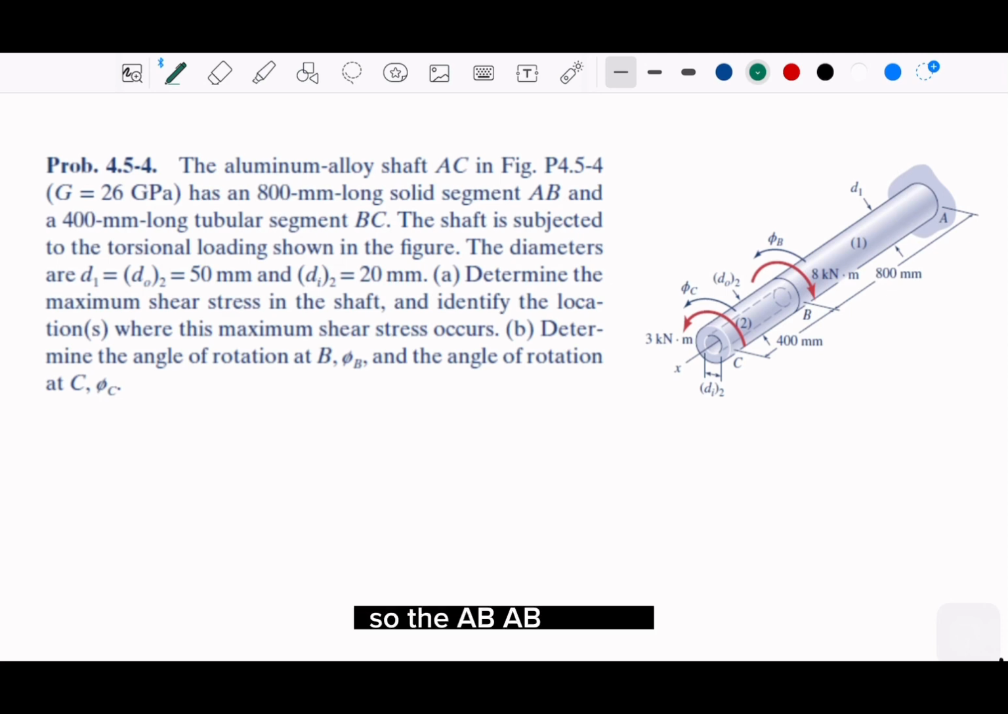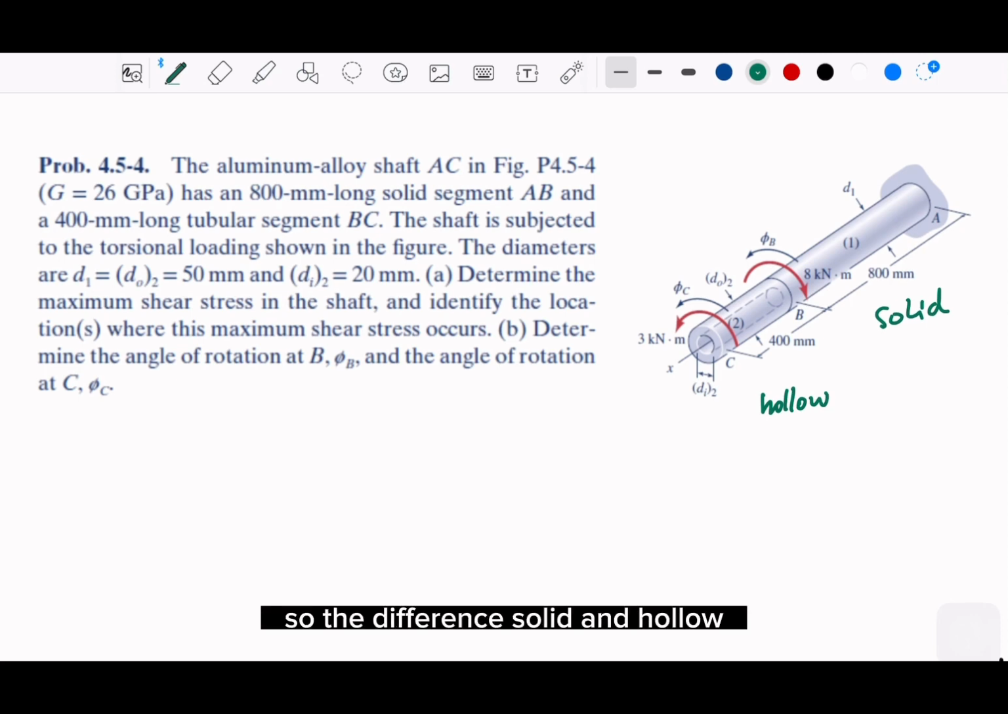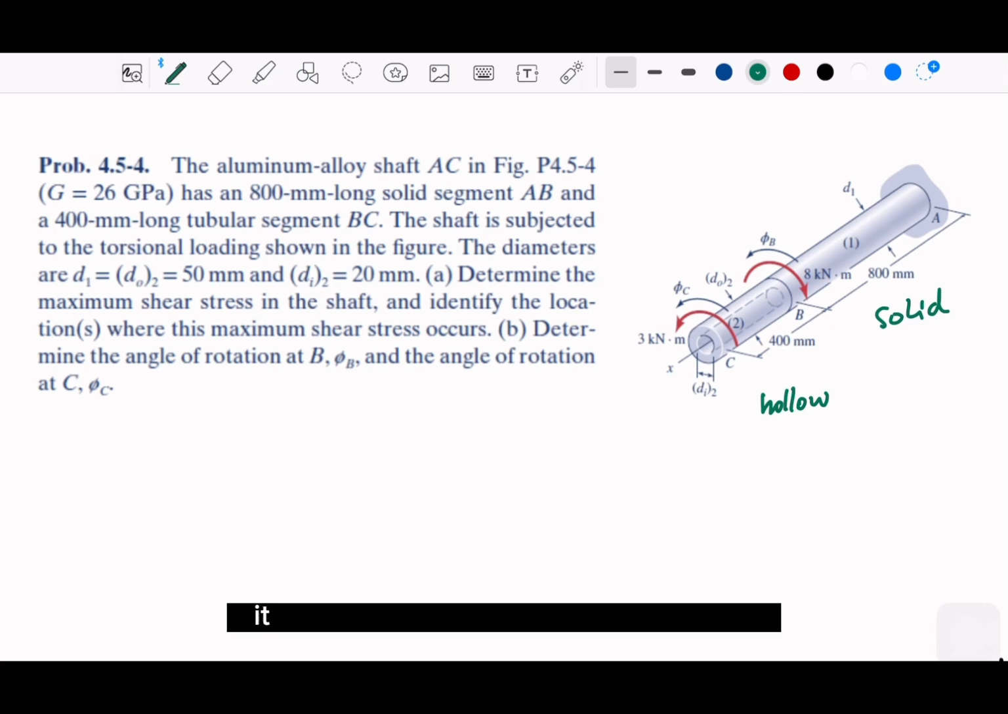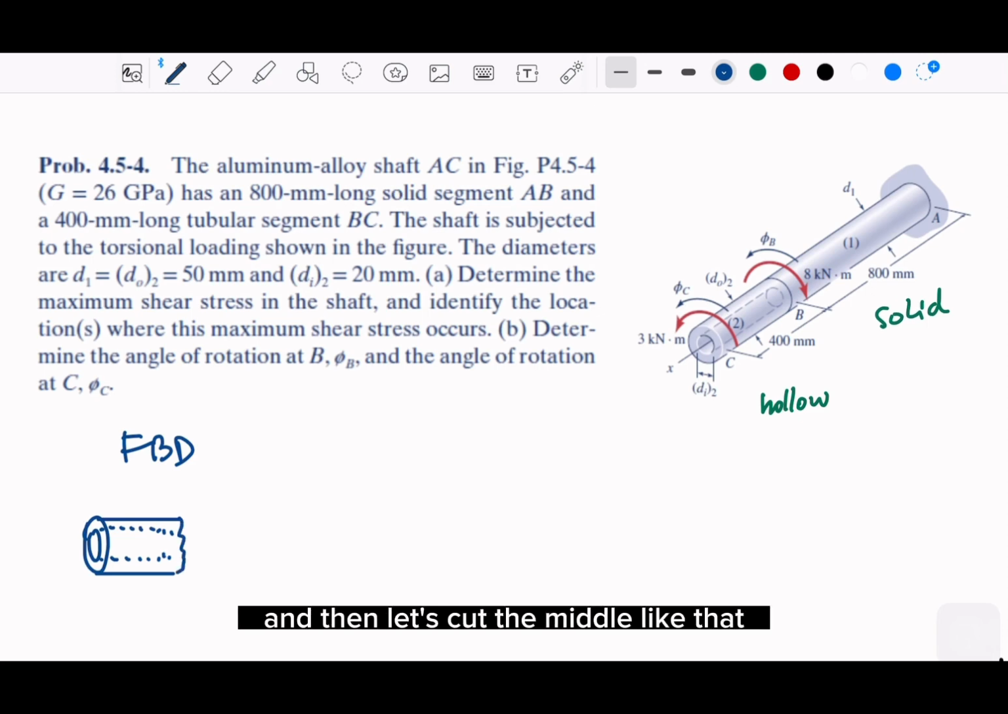So AB is solid, let me write here, AB is solid, and BC is hollow, right? The difference between solid and hollow, you will see, means they have a different inertia. Okay. So first, let's take the free body diagram. Let's start from number 2. So suppose that this is the hollow one, and then let's cut in the middle like that.